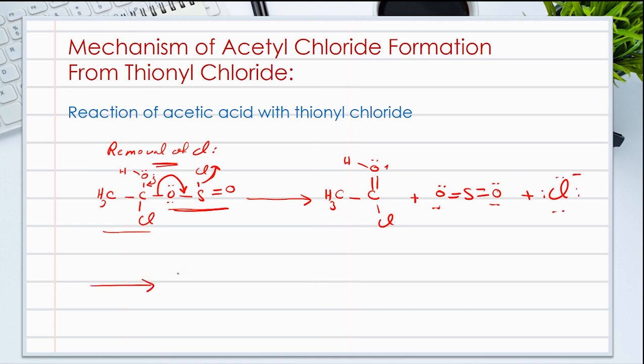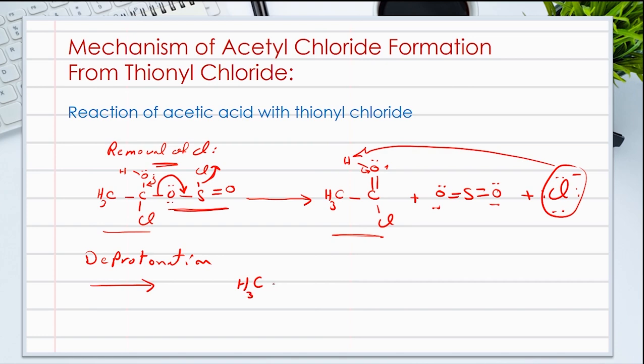The last step is the deprotonation of the protonated acetyl chloride by the chloride ion released in the previous step. The chloride ion takes away a proton, and the bond between the oxygen and the hydrogen breaks. So the result is a formation of acetyl chloride, CH3, C double bond O, bond Cl, and hydrochloric acid, HCl.